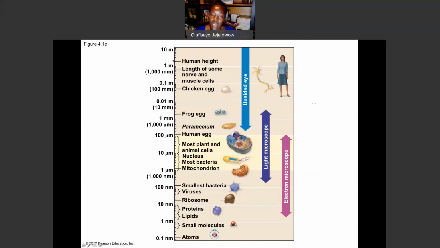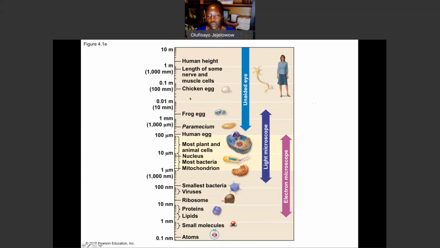Objects that are in the order of millimeters up, we can see with the unaided eye. So the human egg is one of the smallest cells that we can see with the human eye. Most cells you cannot see with the ordinary eye. Exceptions include the chicken egg, which is just one cell, and muscle cells and nerve cells, which are very, very long.